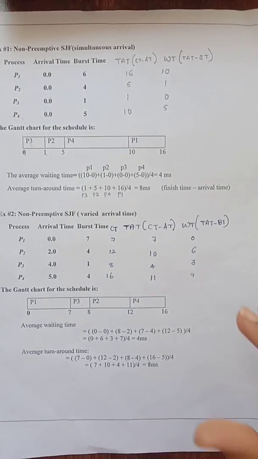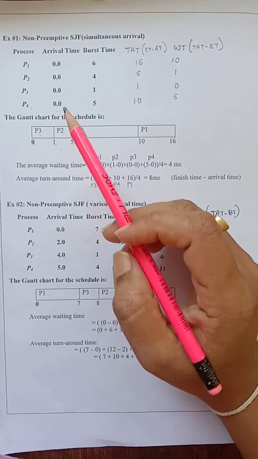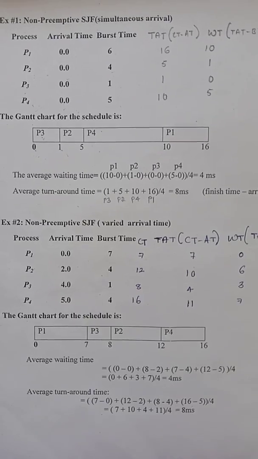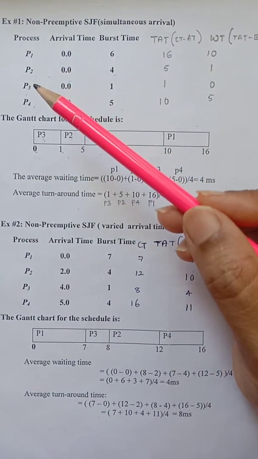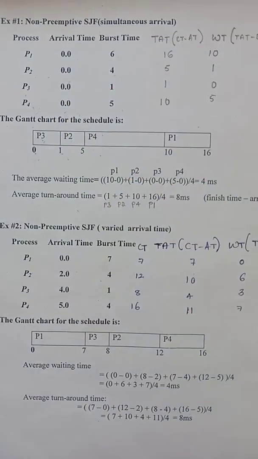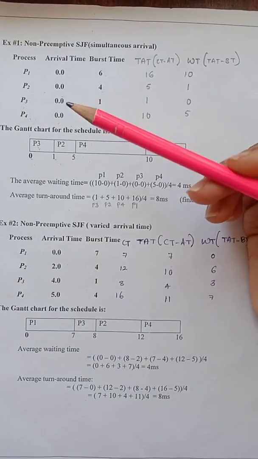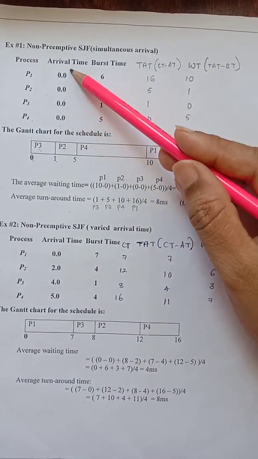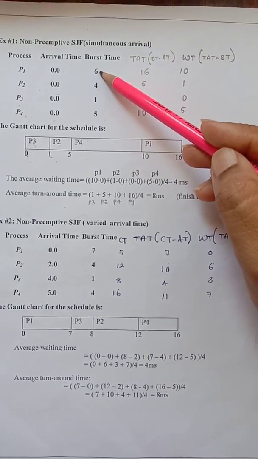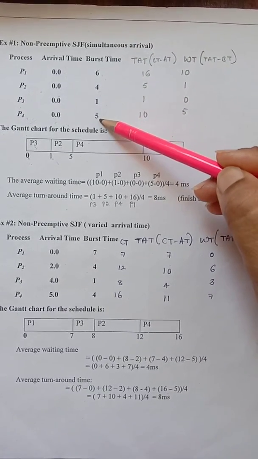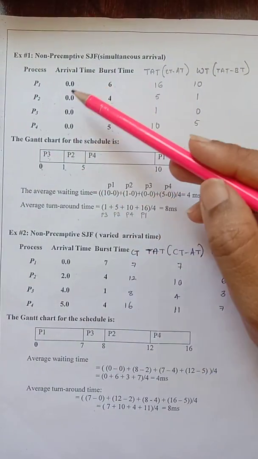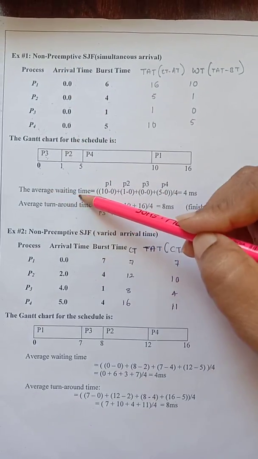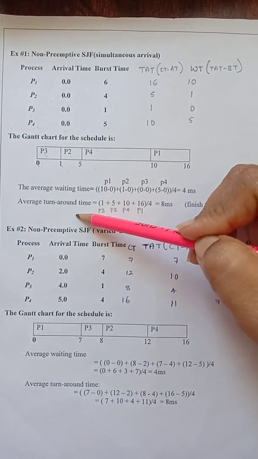Let us continue with the first problem under the SJF algorithm, that is the non-preemptive version of SJF. There are 4 processes, P1, P2, P3, P4. Their arrival time is 0, 0, 0, 0. All arrived at the same time and their burst times are 6, 4, 1, 5. For this we need to run the SJF algorithm, the non-preemptive version, and calculate the average waiting time and average turnaround time.